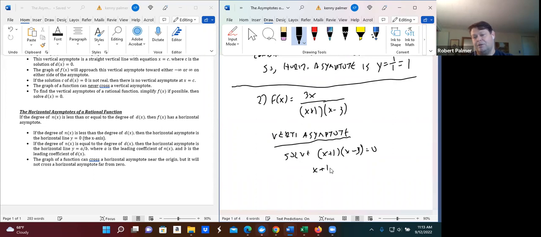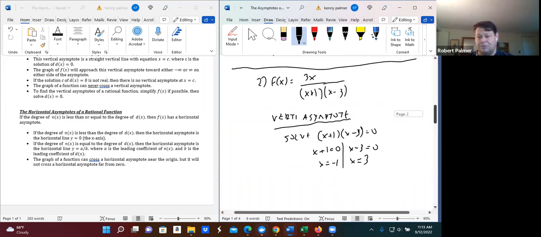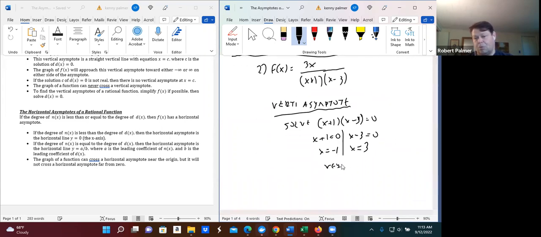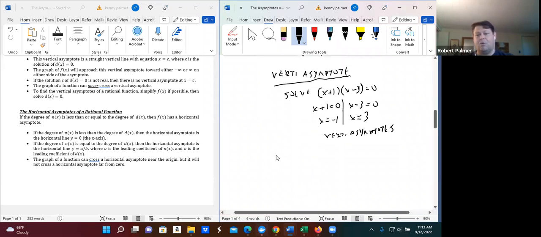So you have x plus 1 is equal to 0, and x minus 3 is equal to 0. So we get x equals -1 and x equals 3. So these are our vertical asymptotes, the equations. And these are also the places where if you plug in either one of these, you'll have a 0 in the denominator. So these are vertical asymptotes. Now, let's find our horizontal asymptote.